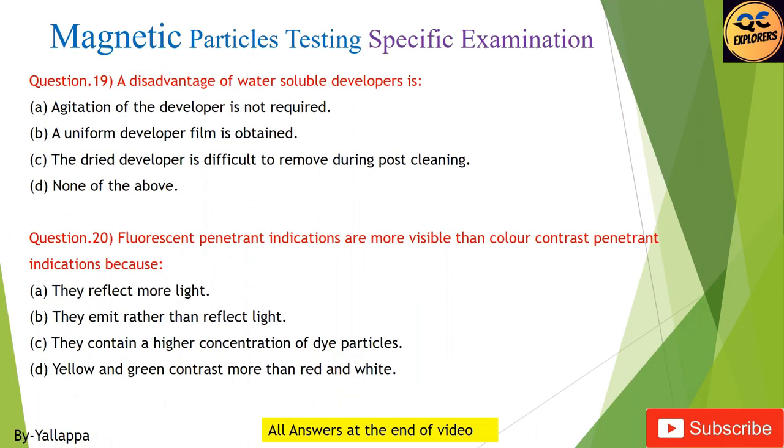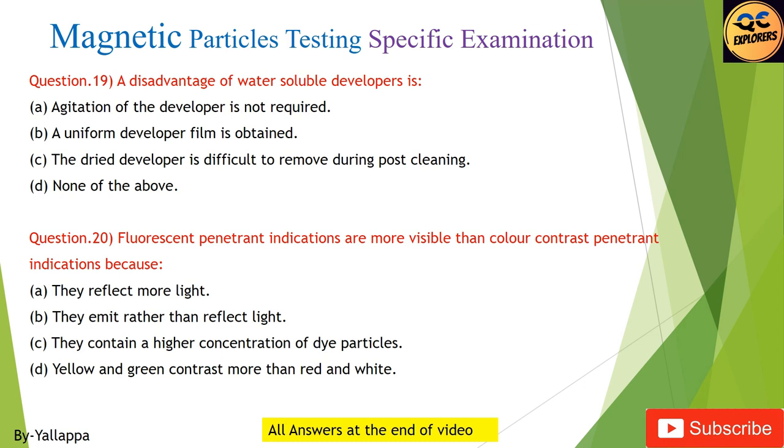Question point 19. A disadvantage of water-soluble developers is: agitation of the developer is not required; a uniform developer film is obtained; the dried developer is difficult to remove during post-cleaning; none of the above.